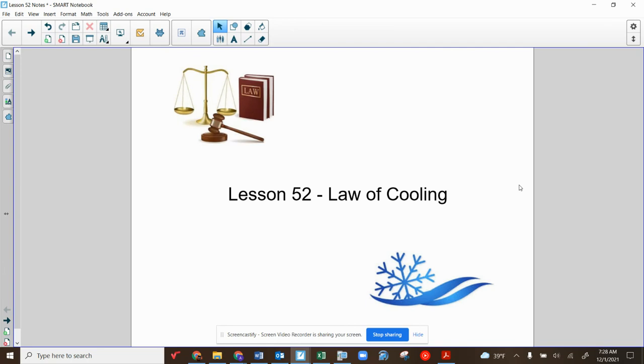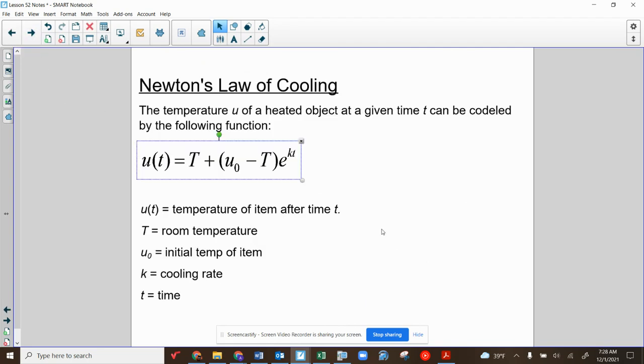All right, today's lesson 52 is going to be on Newton's law of cooling. So here's the formula for Newton's law of cooling. Essentially, if you walk into a room with, say, a cup of coffee or a bowl of soup or something like that, you've heated it. It should obviously be hotter than the room.